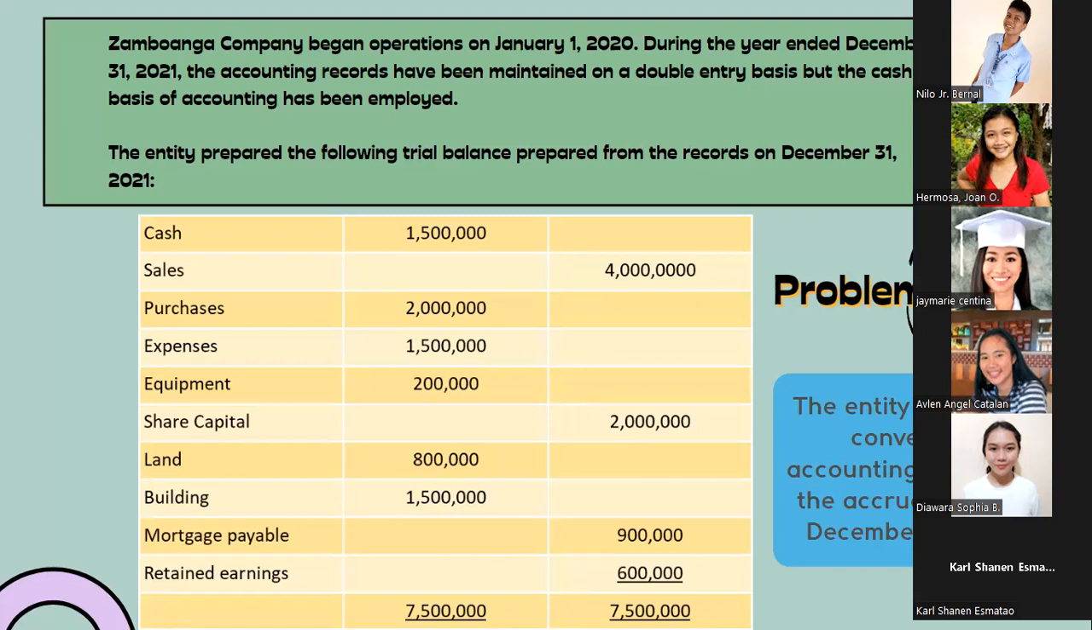So from the problem, as we have noticed, there is no accounts receivable and accounts payable in the given because the record is for the cash basis of accounting. So we need to convert it into accrual basis of accounting. Next.